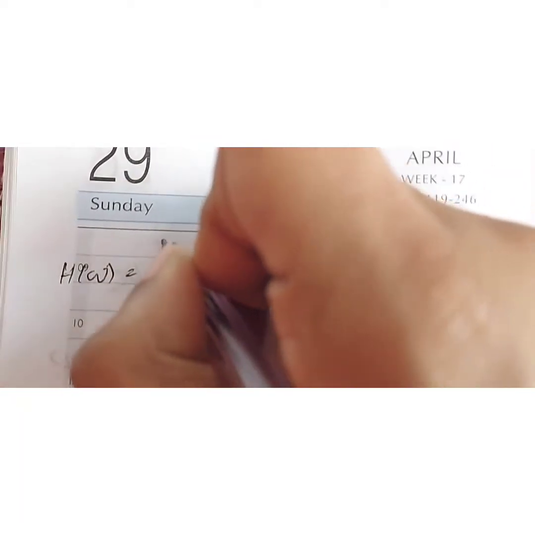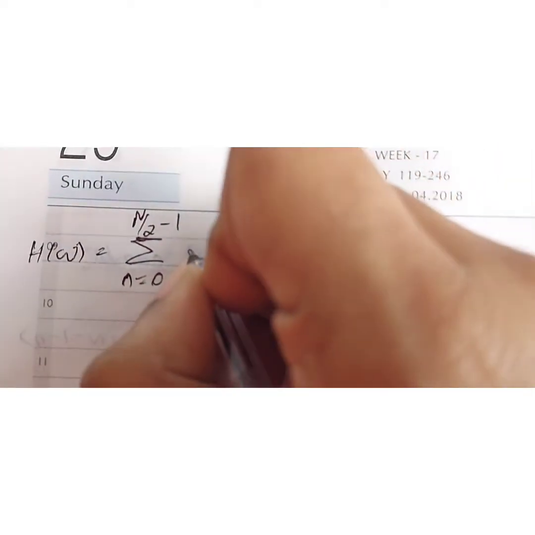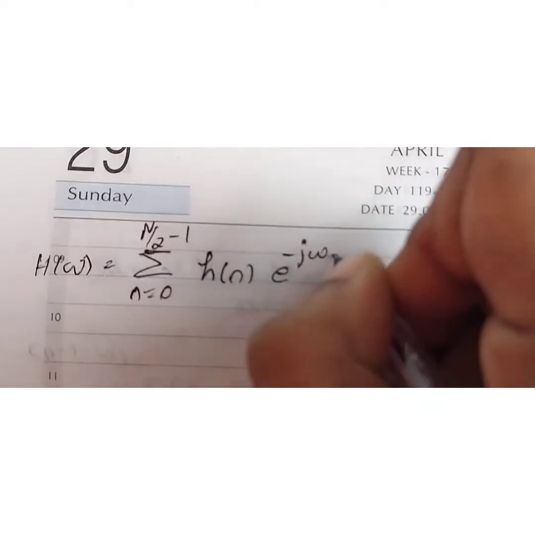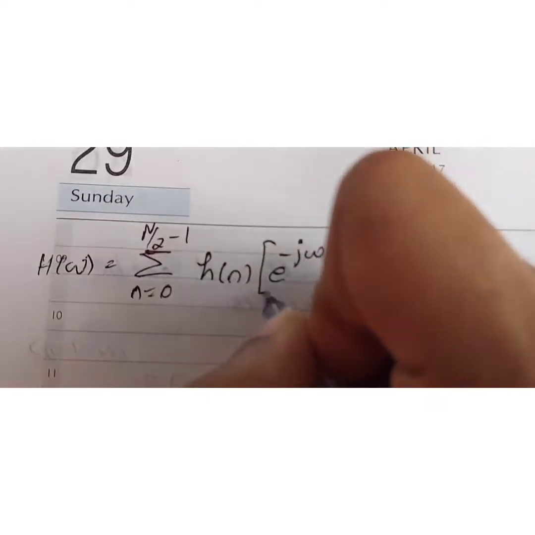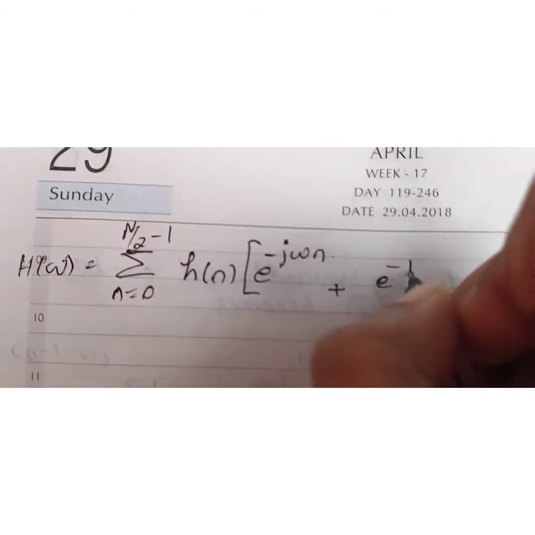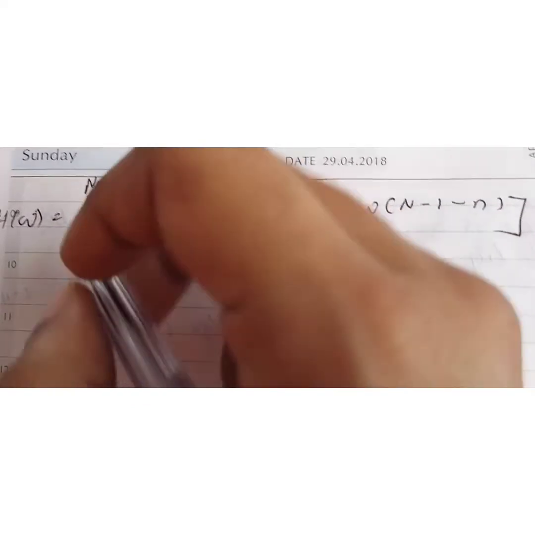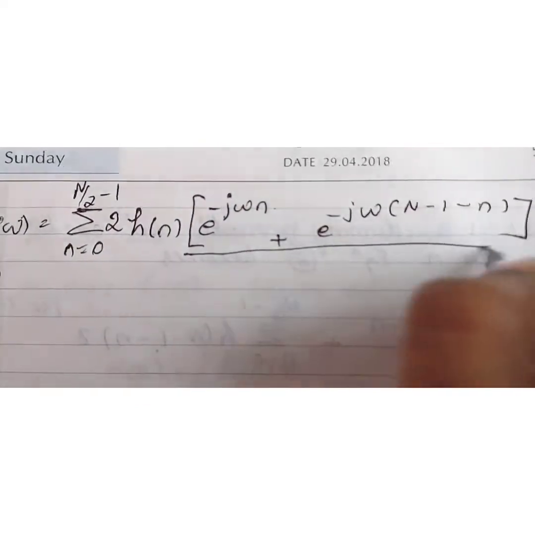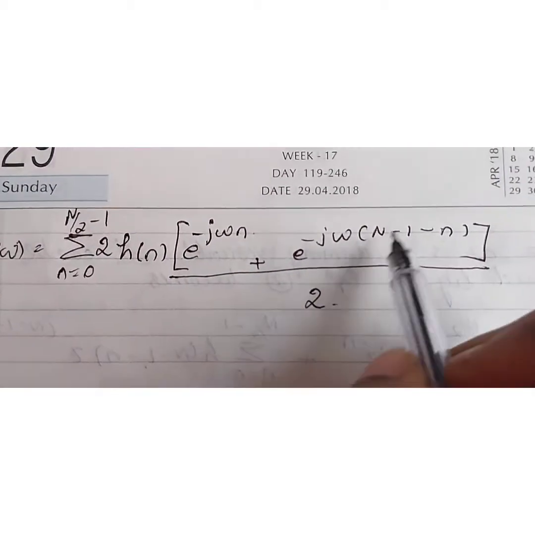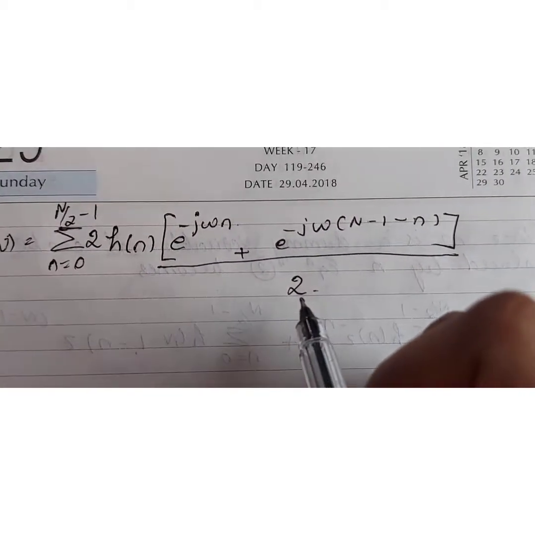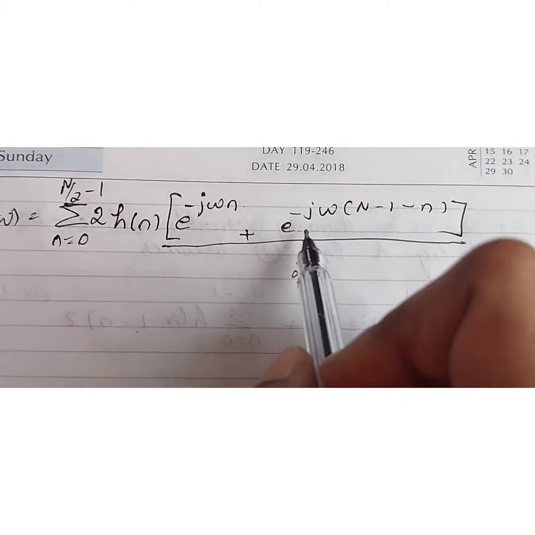I will rewrite it. That is summation, you're considering your H of omega is equal to summation n equal to 0 to N by 2 minus 1, h of n into e power minus j omega n plus e power minus j omega (N minus 1 minus n). When you take this, you multiplied and divided by 2. This is in order to write this term in terms of cos or sine.